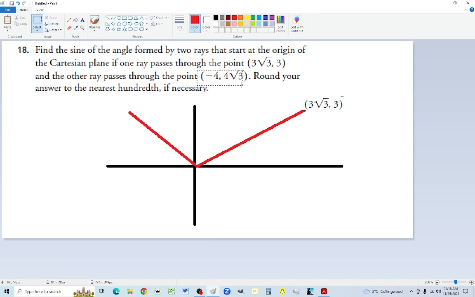We can easily draw a triangle. Let's focus on the right-hand side triangle first. Just draw a triangle straight down and straight across. And you'll notice that the height of that triangle is the same as the y, and that the length of that triangle is the same as this.